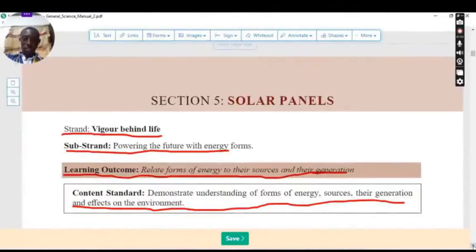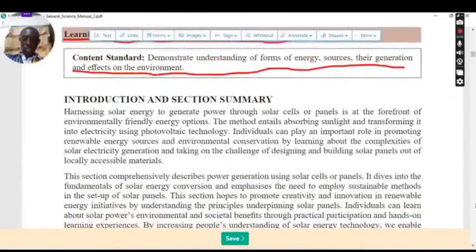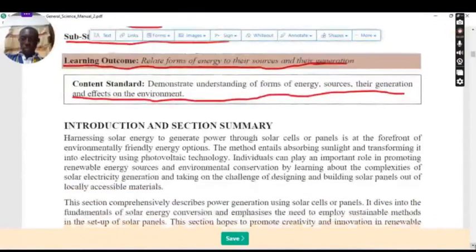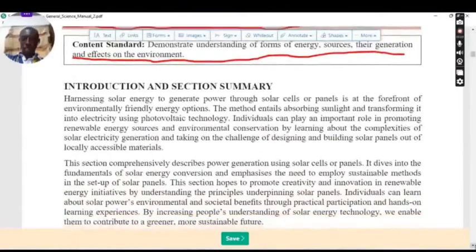Now look at this, session 5. Do you see the strand here? And then you see the sub-strand. So you just type it in the LP, the learning planner. The LO, you see them? It's already there, so you just type it in. It is a core reference material for teachers, the teacher manual.